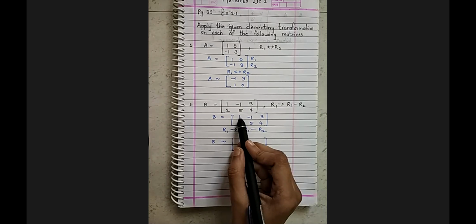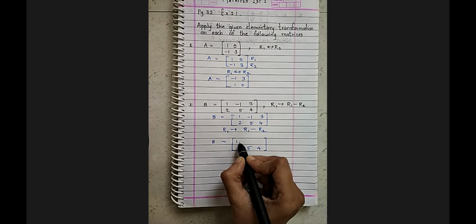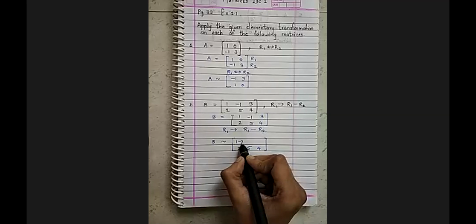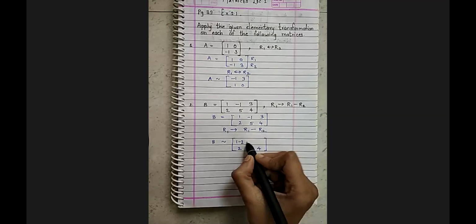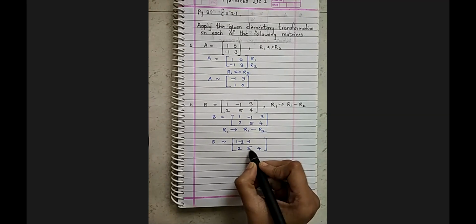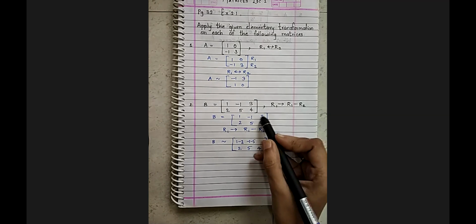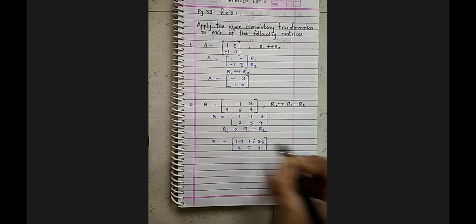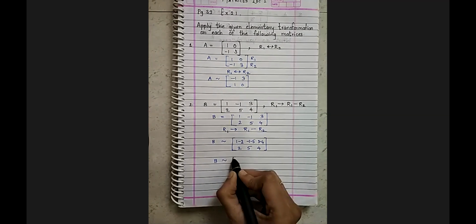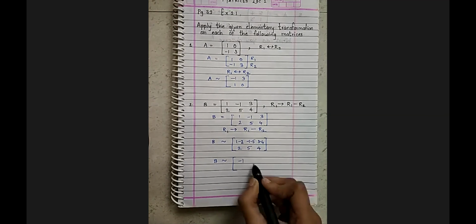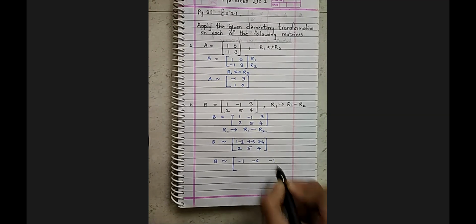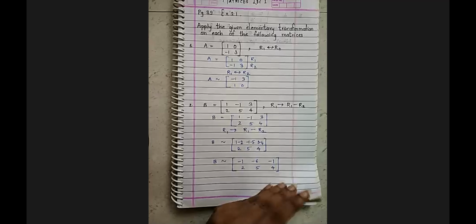So what is my R1? My R1 is 1, so it is 1 minus the corresponding R2 element, which is 2. Similarly, -1 and then -5. And similarly over here, 3 minus 4. So the answer is 1 minus 2 is -1, -1 minus 5 is -6, -1 over here, and these elements will be as it is. So this way we're going to solve the sums. Let's go ahead with the next sum.